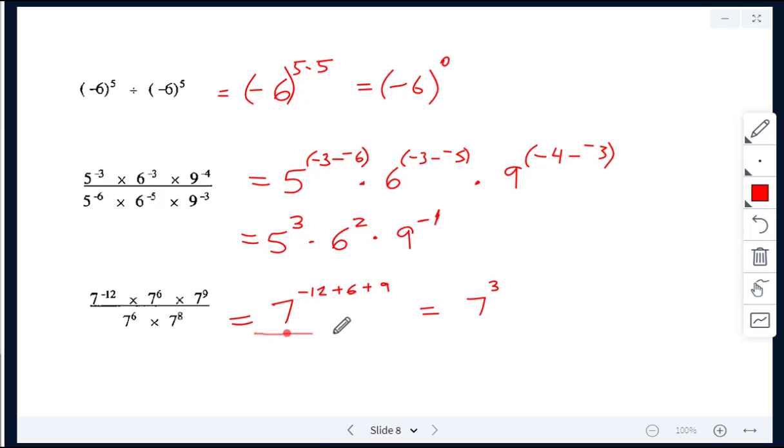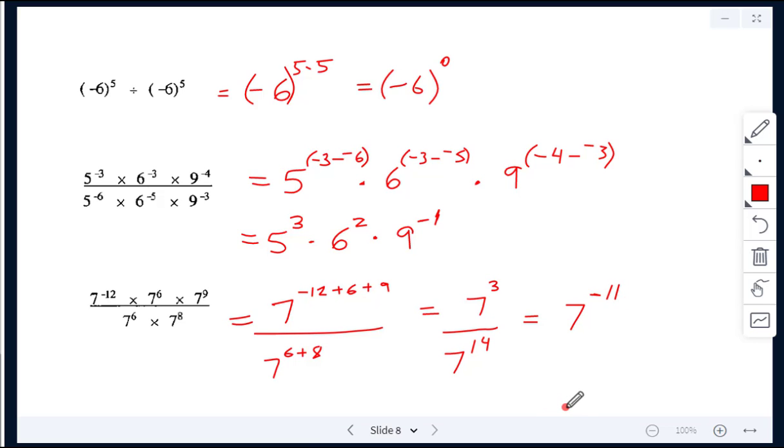And then the denominator, 7 to the power of 6, and 7 to the power of 8 is being multiplied, so we add. So 6 plus 8, and we get 7 to the power of 14. And now we're left with just division. Now we can subtract the exponents. So 3 minus 14, 7 to the power of negative 11.